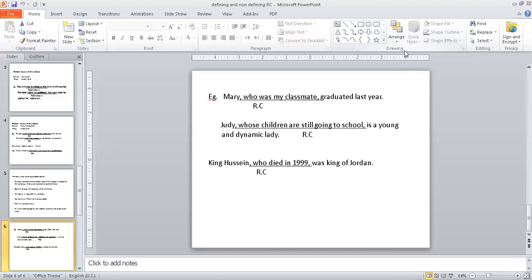هلا إذا شلنا الclause whose children are still going to school, the sentence is still meaningful and complete. راح أفهم الجملة وحتكون الجملة واضحة تماما بدون هذا الclause. وبرضه this is another example about non-defining relative clause.